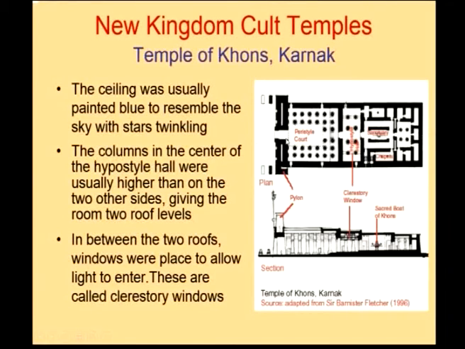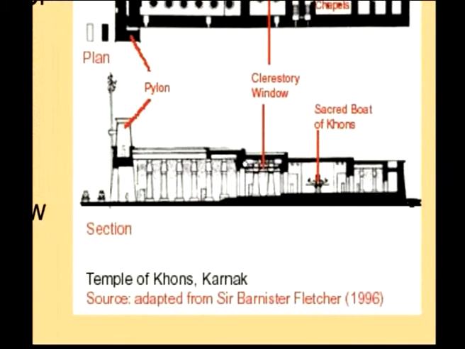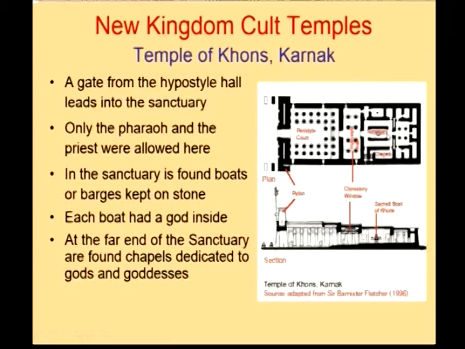The columns in the center of the hypostyle hall were usually higher than the other sides. In between two roofs, windows were placed to allow light to enter. As you can see, in between the two roofs, windows are placed in the hypostyle hall. These windows are called clerestory windows, which allow light inside the building. The gate of the hypostyle hall leads to a sanctuary.